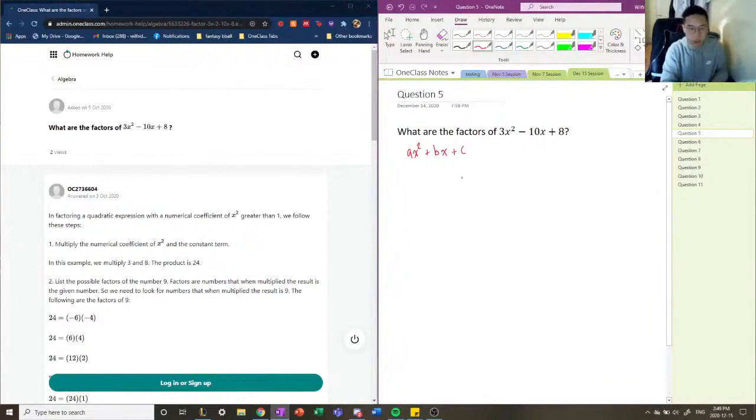Okay, so we want to convert this form into this form here, where dx plus e times fx plus g. So we want to convert our standard quadratic function into this factored form. And by doing so, we're able to find the factors much easier.